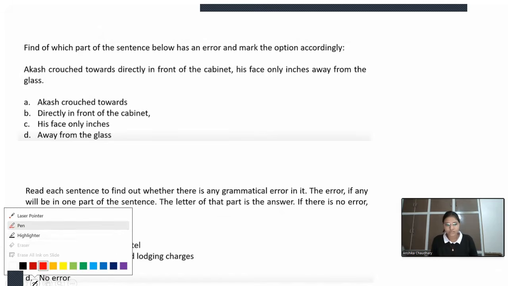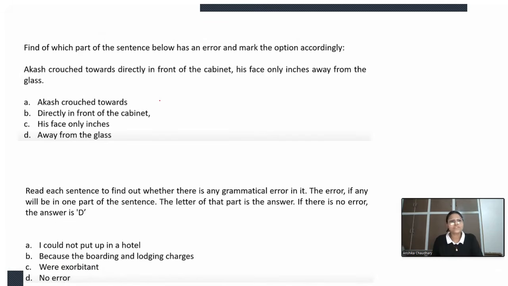Let's move on to the next question now. All right. So here, find out which part of the sentence below has an error and mark the options accordingly. Akash crouched towards directly in front of the cabinet, his face only inches away from the glass. So see, the error lies in that part. Crouched towards is not grammatically correct. It is not an appropriate combination of words, right? It should be crouched down, right?